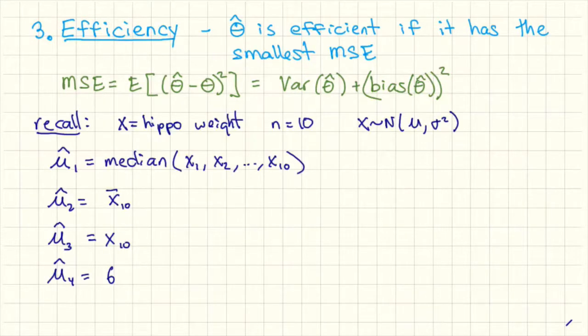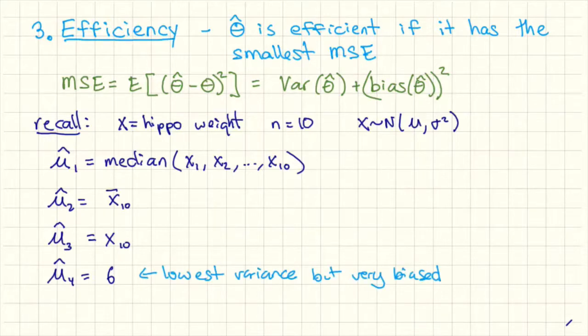Here's some estimators for the average hippo weight. So that would be the mu. We're going to take a sample of 10 hippos, and then we're going to try to estimate mu. So one possible estimator would be the median. Another one would be the mean of the 10 observations. A third would be just looking at the 10th observation. And a fourth one would be the number 6.